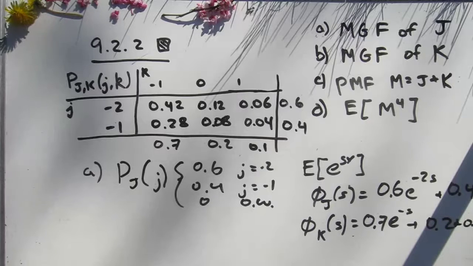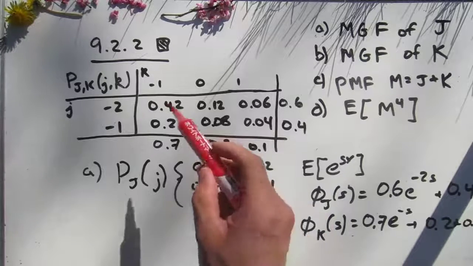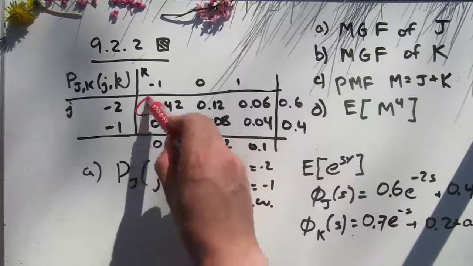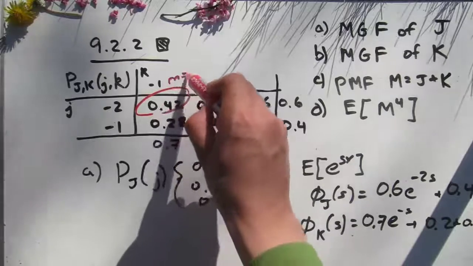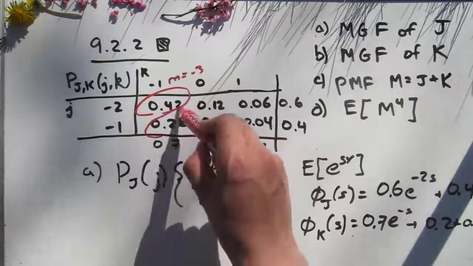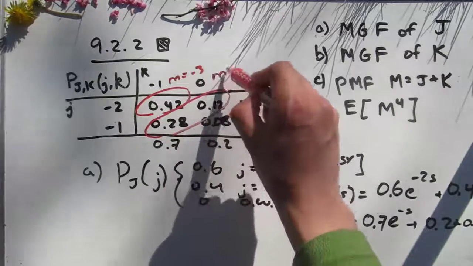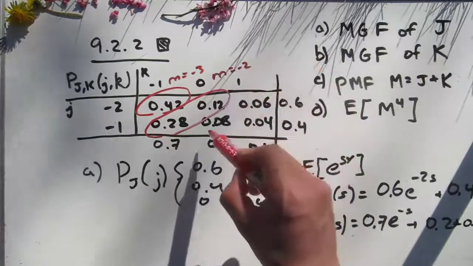So now let's find the PMF of m. So this is the sum, right? There are several values of m that we can have. Right here it's m equals minus 3. These two probabilities represent the sum for m equals minus 2.